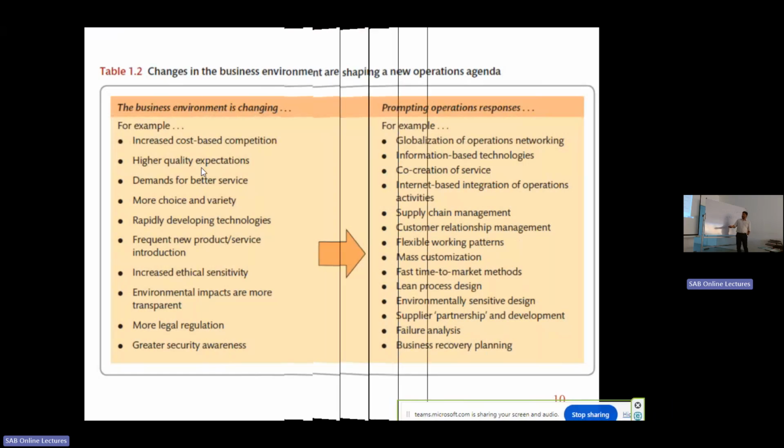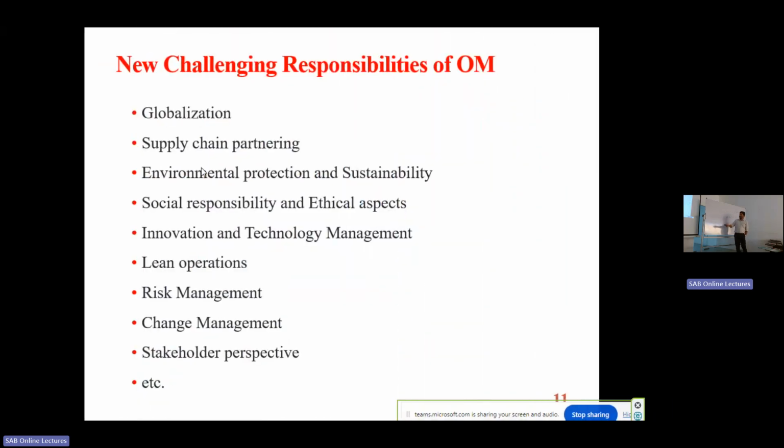Now, according to these changes, to face the changes in the business environment, most of these have been identified as new challenging responsibilities of operations managers in addition to what they are supposed to do. They're supposed to do those things. In addition to them, these are the challenging responsibilities, like facing globalization.